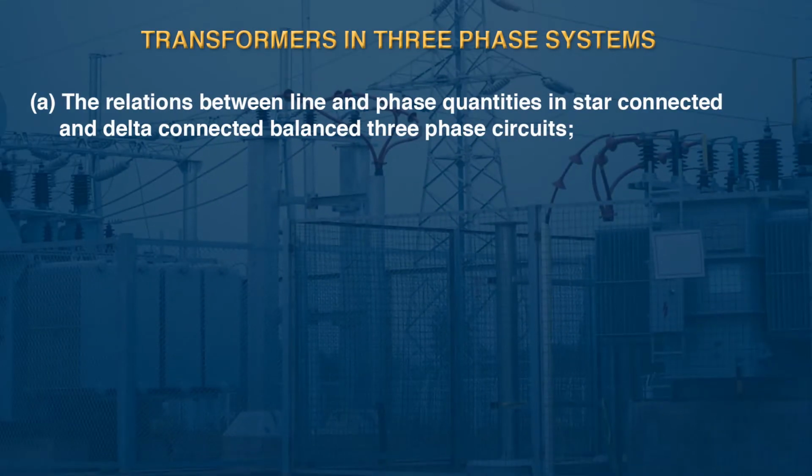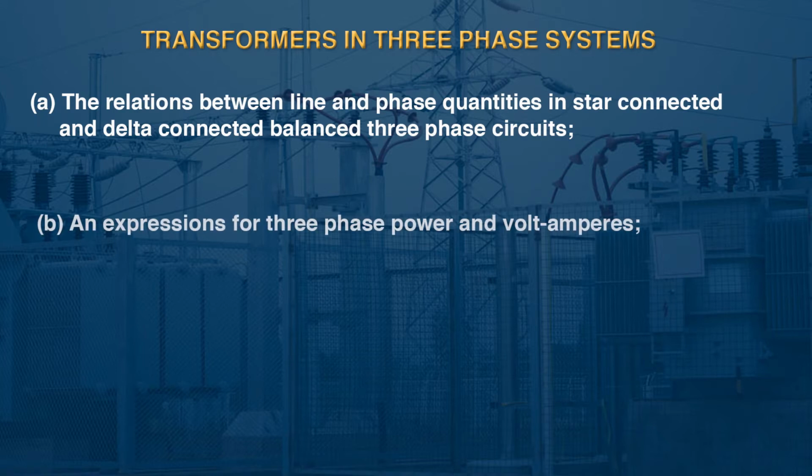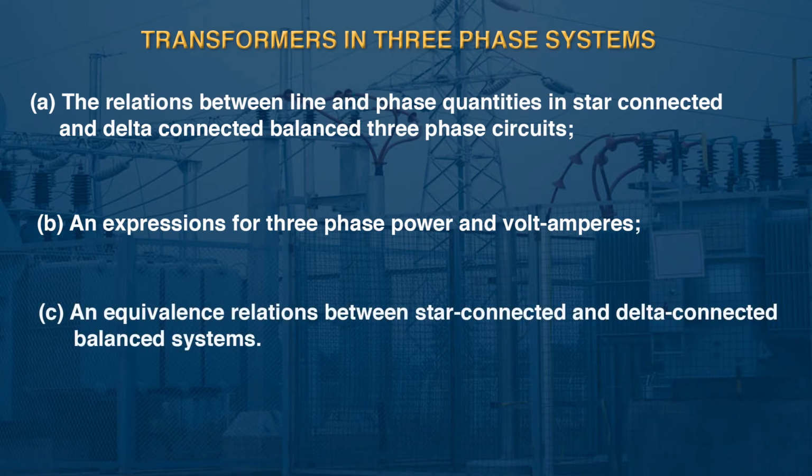For a proper understanding of this section, you will need to revise your knowledge of balanced three-phase system. In particular, you should know the relation between the line and phase quantities in star connected and delta connected balanced three-phase circuit. You must also know the expressions for the three-phase power and volt ampere. And the third thing that you must know is the equivalence relations between star connected and delta connected balanced systems.